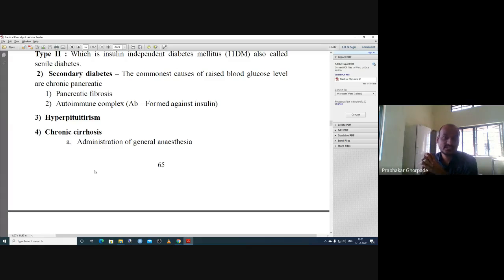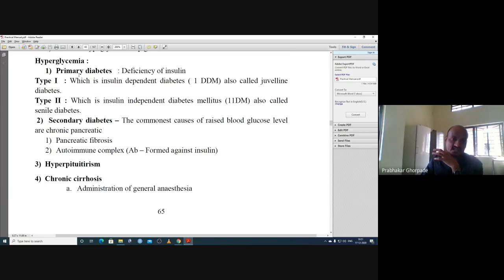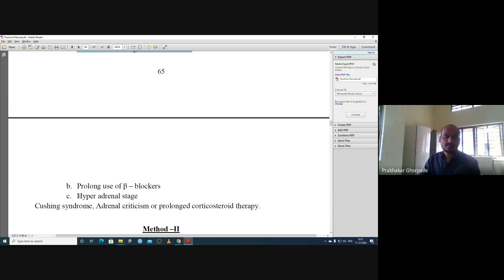As we discussed, one of the functions of the liver is to store glucose. The glucose coming to the liver is stored in the form of glycogen. If that is not happening, the glucose remains higher in the blood unnecessarily. So that is one of the causes of hyperglycemia. Administration of general anesthesia can induce chronic cirrhosis, or prolonged beta blocker use. If somebody is using beta blockers, cirrhosis can occur.